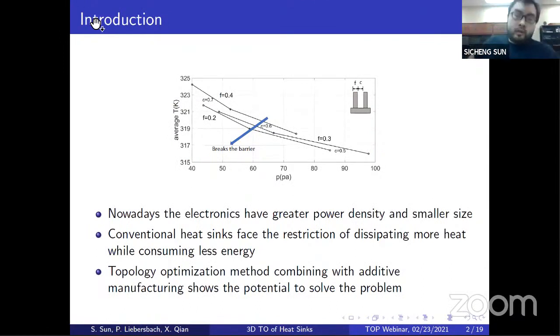Firstly, the introduction. Nowadays, electronics are getting smaller and smaller. However, the power density is getting greater and greater. And this is, I think, one reason why you see a lot of papers published in this area recently. However, conventional heat sinks face restrictions in dissipating more heat while consuming less energy. Here is the parallel plate heat sink. There is a Pareto front for the parallel plate heat sink. There is a barrier, and what we wish is to break through this barrier. So topology optimization methods combined with additive manufacturing show the potential to break through this barrier.